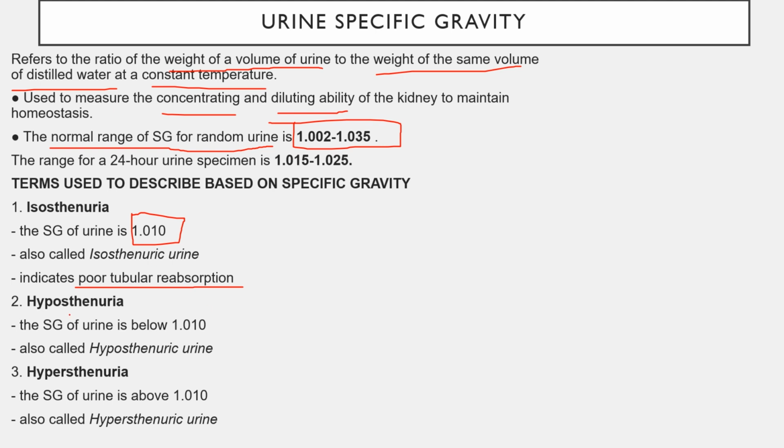Then we have hypostenuria. This is a specific gravity of urine that is below 1.010, also called hypostenuric urine. Then we have hyperstenuria. This is a specific gravity of the urine above 1.010, also called hyperstenuric urine. So those are the three terms, class: isostenuria, hypostenuria, and hyperstenuria.